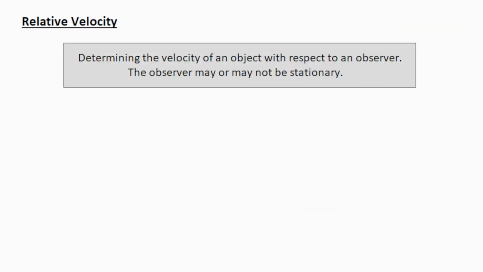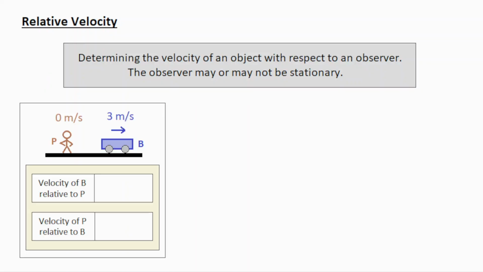Last, looking at relative velocity. This is determining the velocity of an object with respect to an observer. But what makes these problems tricky is that the observer may or may not be stationary. Here is our first example. We have a person standing at rest near a cart that is moving at 3 meters per second to the east. Taking the point of view of the observer, it would appear that the cart is moving 3 meters per second away from him and directed to the east. So I would answer positive 3 meters per second as the velocity of the cart relative to the stationary observer.